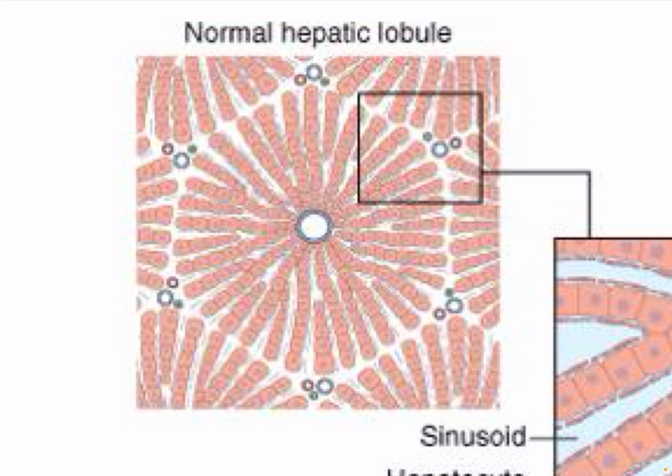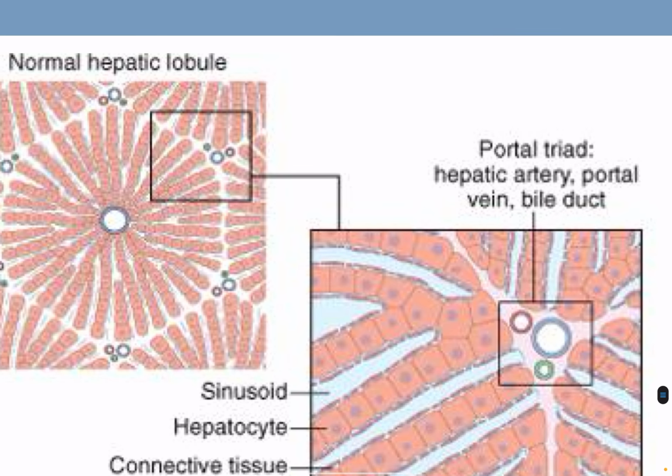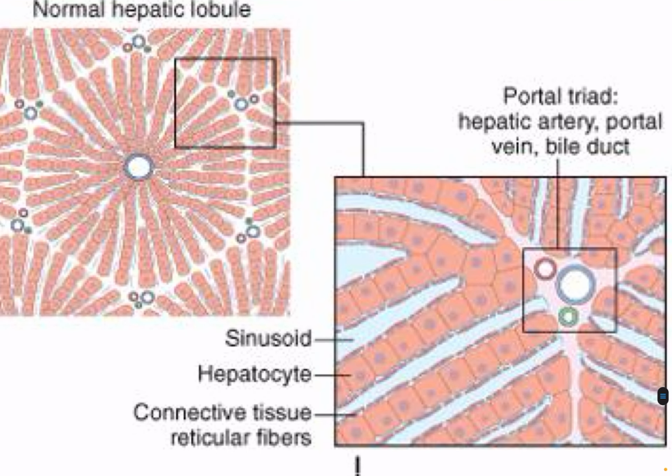Now, look at this. Beautiful sheets of hepatocytes, isn't it? What are these dots that surround these hepatocytes? Any idea? Connective tissue, which is your, what's the other name? Extracellular matrix. Very good. Very nice.